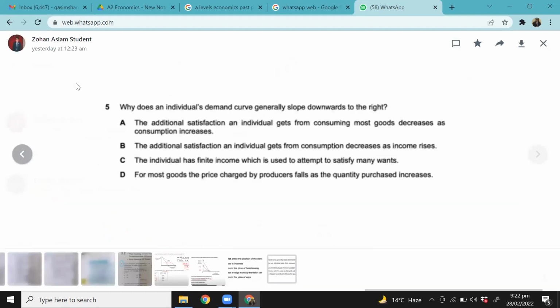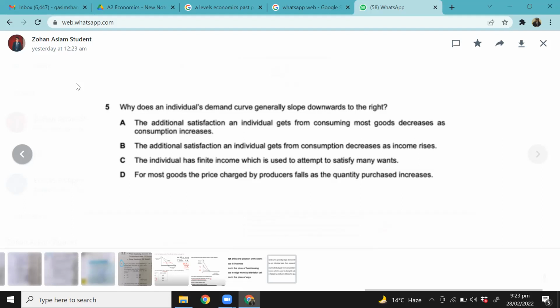Why does an individual's demand curve generally slope downwards to the right? The additional satisfaction an individual gets from consuming most goods decreases as consumption increases. The additional satisfaction an individual gets from consumption decreases as income rises. The individual has finite income, which is used to attempt to satisfy many wants. For most people, the price charged by producers falls as quantity purchased increases. So the question is simply asking why the demand curve is downward sloping.